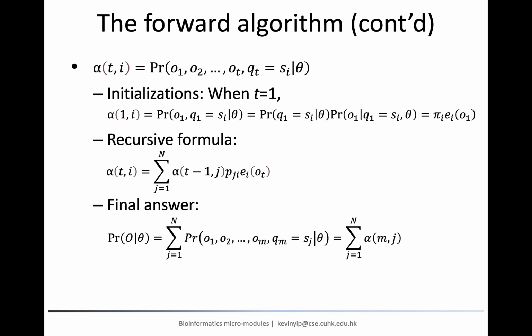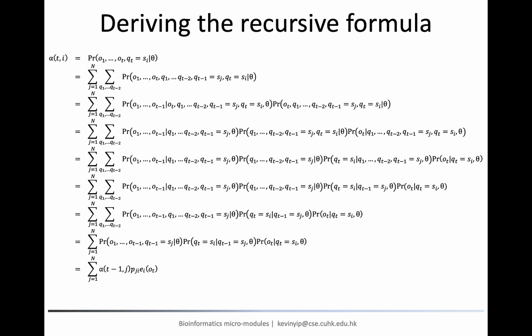With all three sets of formulas ready, we can now use the forward algorithm to solve the data likelihood problem. However, before we do that using an illustrative example, some of you might be interested in seeing a formal proof of the recursive formula. And here you are.